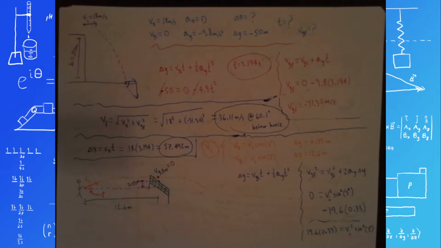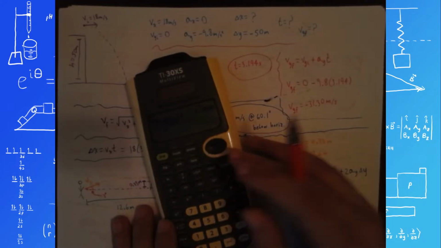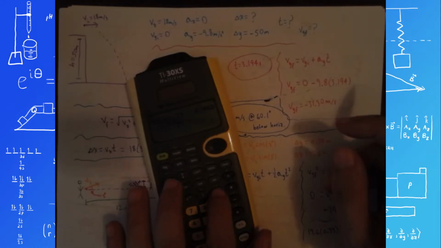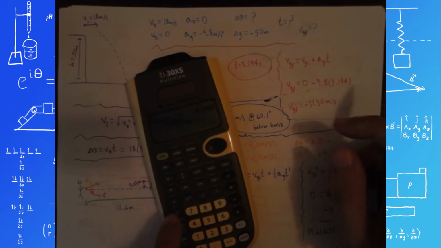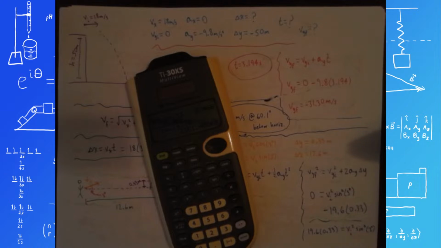19.6 times 0.33 is about 6.468, and if I divide by sine squared of 3, so if I divide 6.468, I'll put my calculator up here so you can see what I'm doing, over, and then I'm going to put parentheses, sine of 3, and then close those parentheses and square that whole thing, square all of sine of 3. And that gets me 2361.40068 is equal to v initial squared.